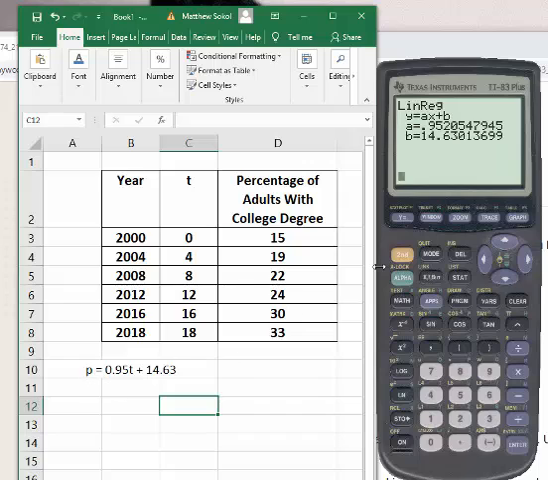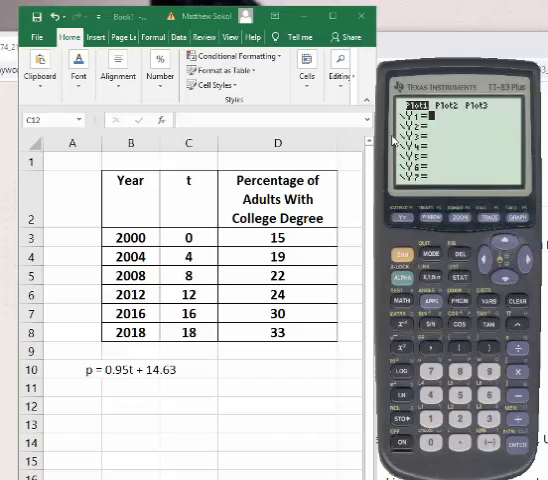So let me verify that. I'm going to go into y equals, and I'm going to plug this in. Y is equal to 0.95 times my independent variable plus 14.63. And now I'm just going to hit graph. Look at that. Does that line do a really good job going through the data, modeling it? Yes, it does. You notice your calculator does this so much easier than trying to do it by hand. And I encourage you to use this as much as you need.